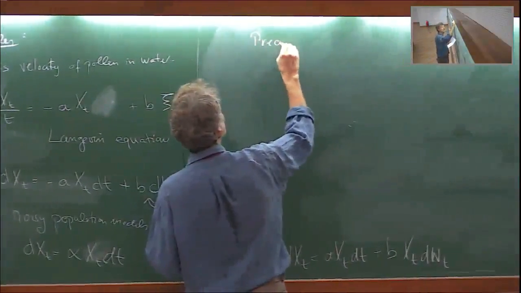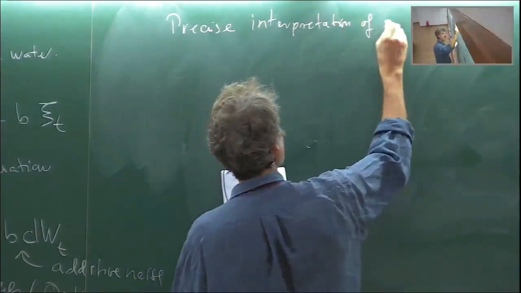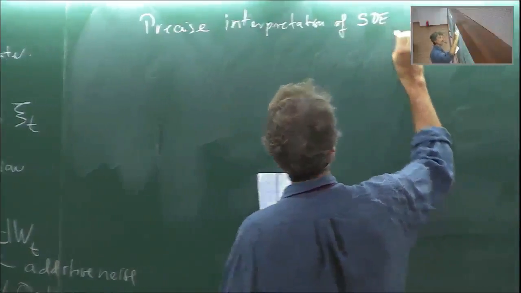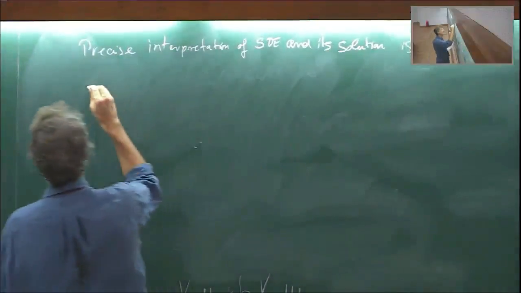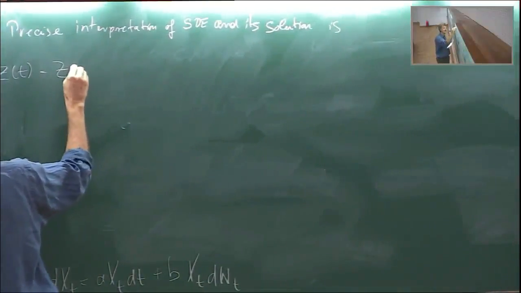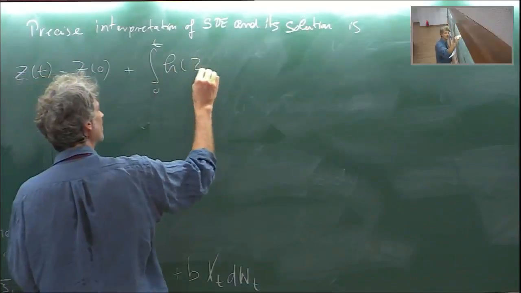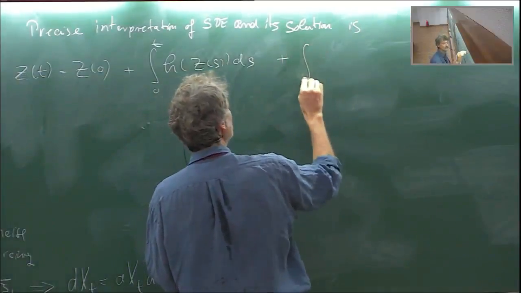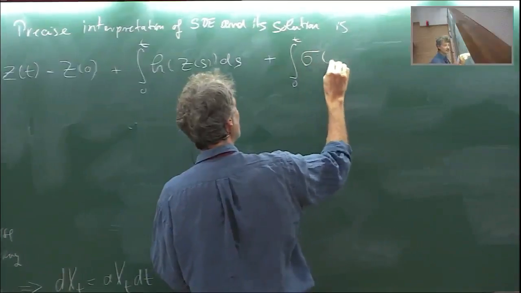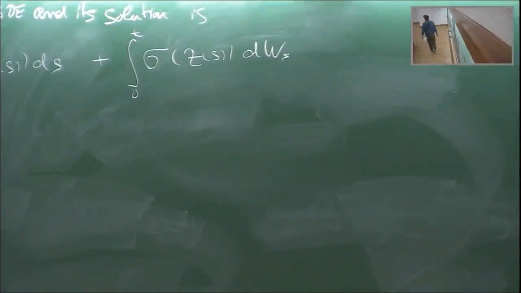So the precise interpretation of the solution of an SDE is that we integrate. Z of t is Z naught, plus the integral from 0 to t of h of Z of s ds, plus the integral from 0 to t of sigma of Z of s dW_s. Okay? So in some sense, we transferred the problem now to integrals. So you have to think about the integrals.